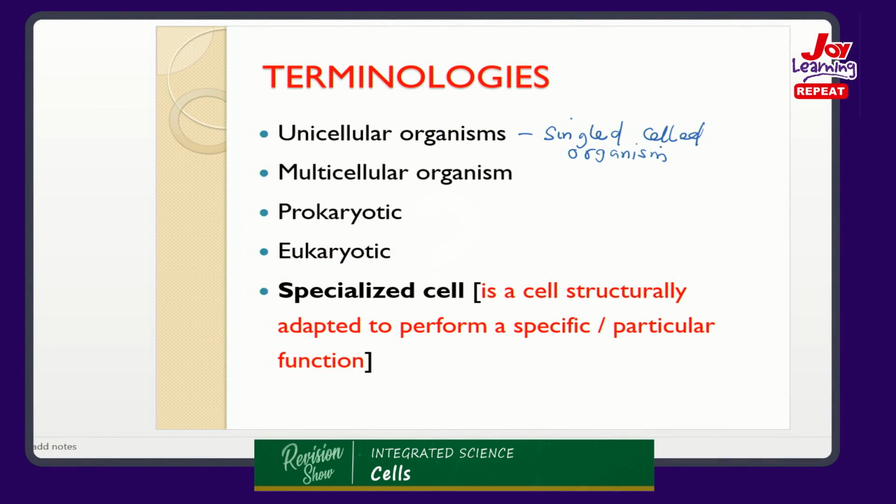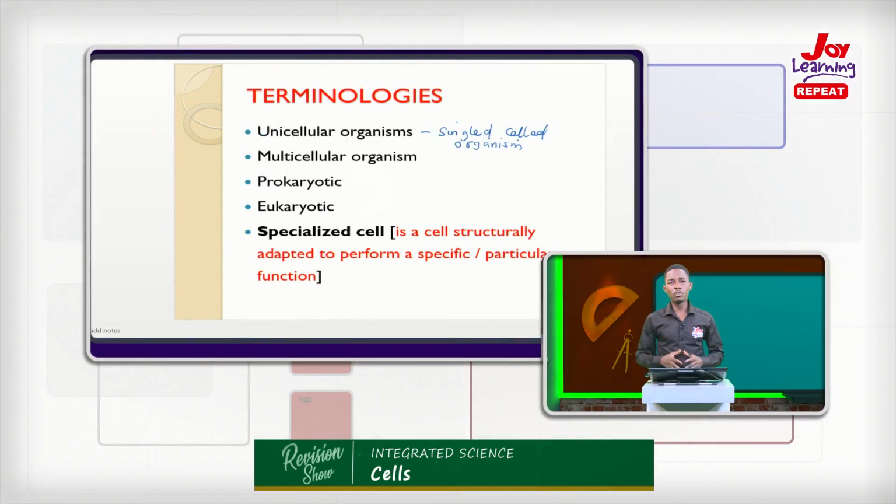So single cell means that one cell carries all the life processes in it. Compared to you, the human being, who has millions of cells. You have cells for excretion, cells for reproduction, cells for movement. That means many different types of cells in one organism, helping that organism to function as a full organism. That is what we call multicellular.